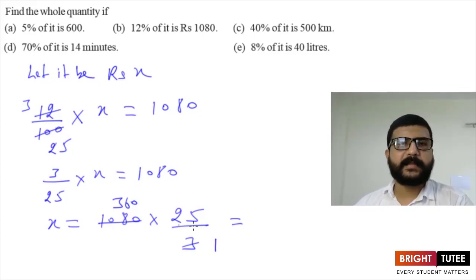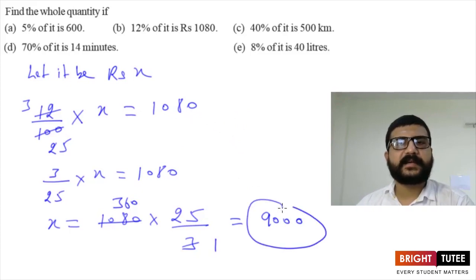You can check by multiplying them, you will get 9000. So it means the value of x is 9000. So therefore we can say that 12% of 9000 rupees is 1080. So the final answer is rupees 12,000.